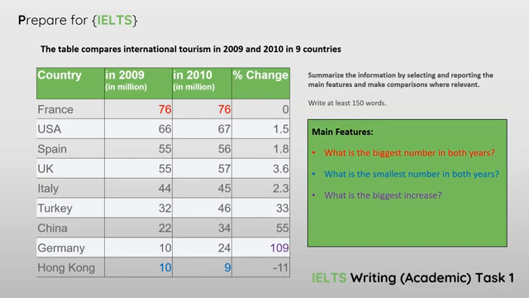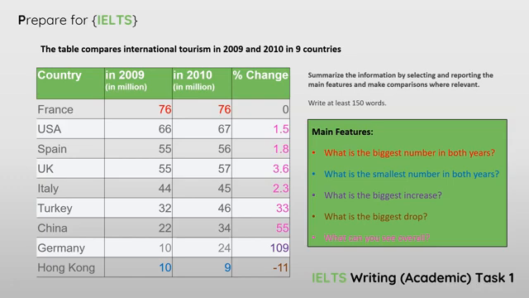Look at the biggest increase. So in this table, because we have 2 years, we have changes over a period of time. So what is the biggest increase? And it's Germany, which had a 109% increase in visitor numbers. You could also look at the biggest drop. So Hong Kong went from 10 million to 9 million, but this was a drop of 11%.